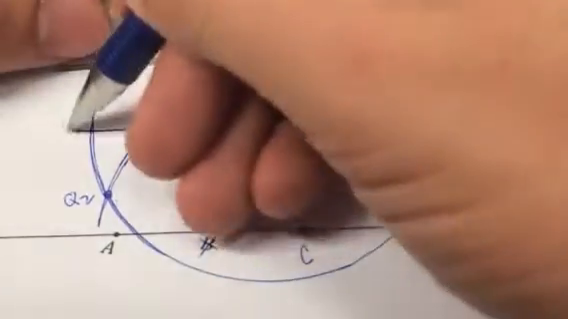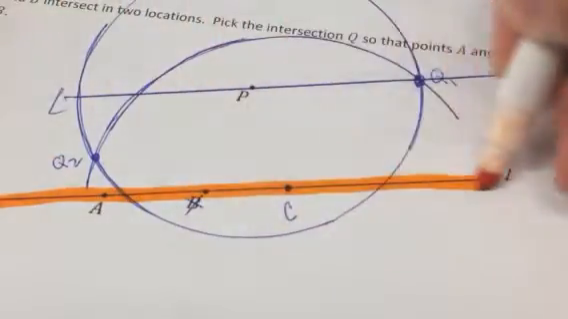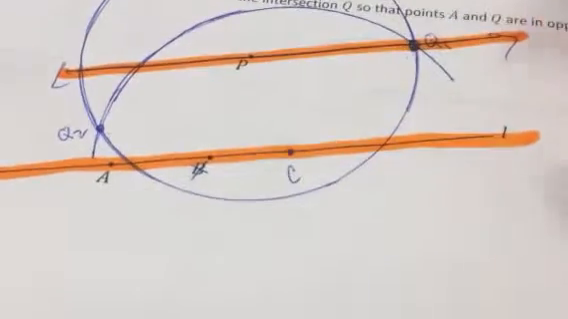So there we go. I just constructed a parallel line. So this orange line and this orange line are now parallel. That's all they wanted you to do.